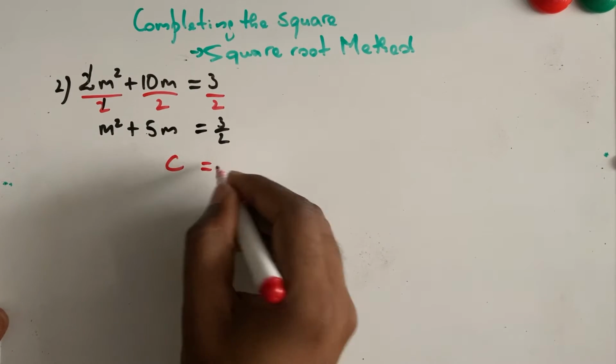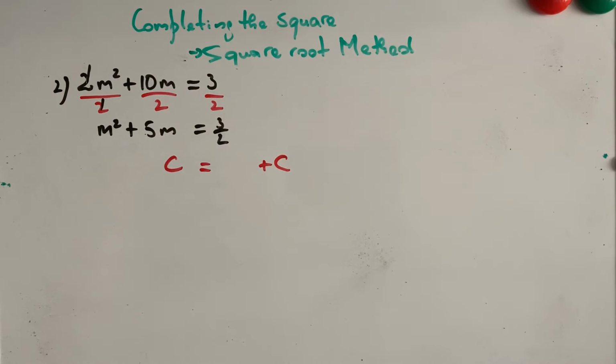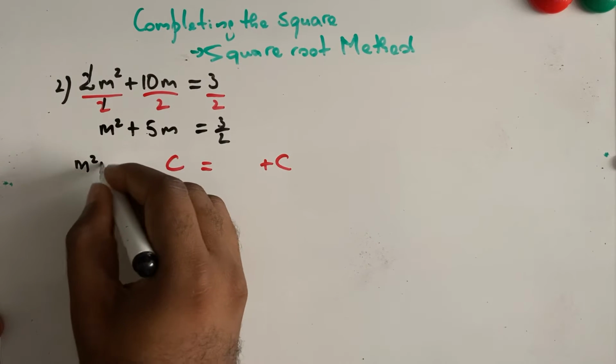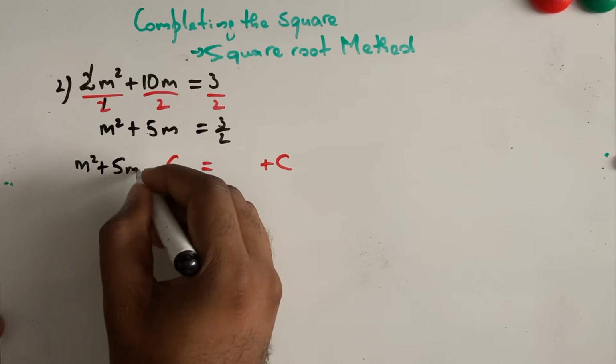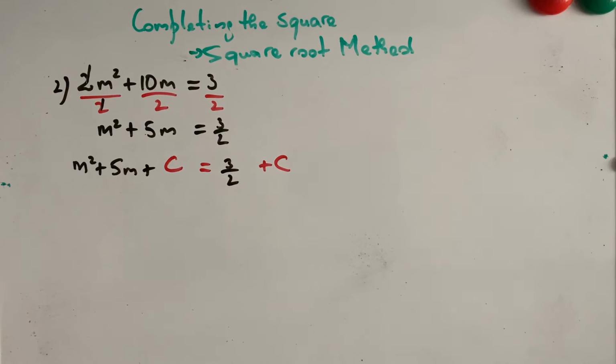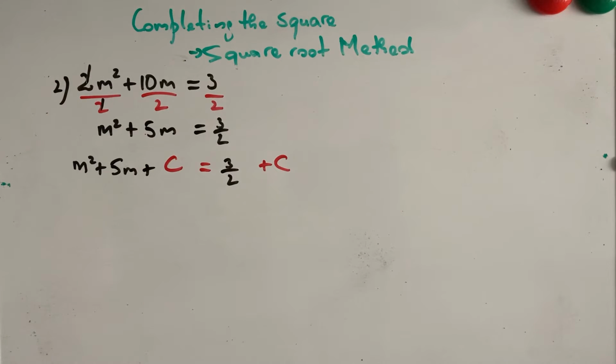And therefore, I'm going to have to add it to the other side as well. Okay? So, what I need is m squared plus 5m plus c equals 3 over 2 plus c. So, one thing you have to see here is that I need to get the value of c, right? So, how do we get c again?